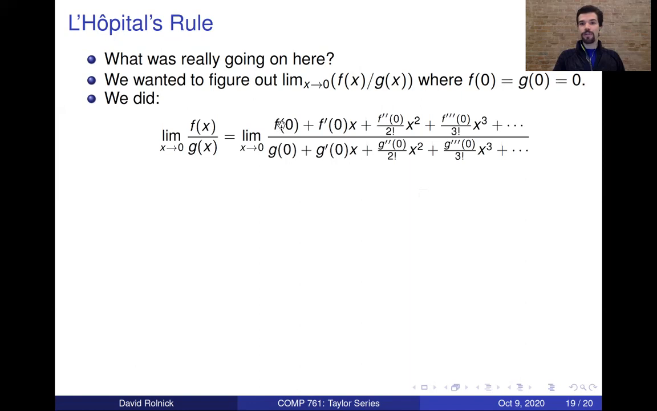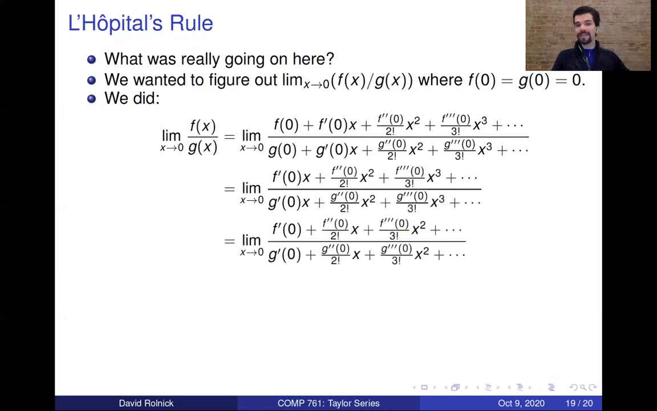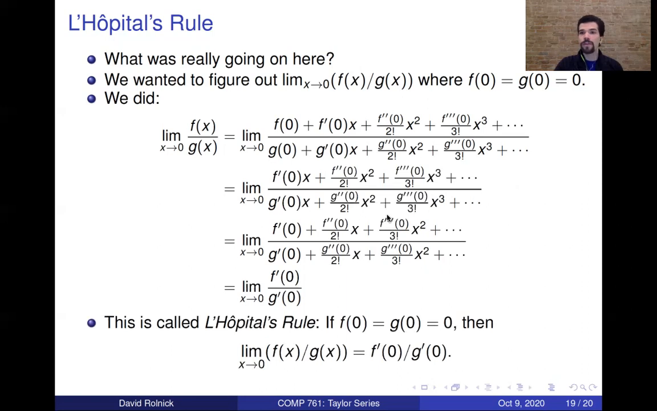And since f of 0 and g of 0 are both 0, we can take them out. Then we can cancel x. And then if we set x equal to 0, all of these other terms die away, and we just get the derivative of f over the derivative of g at 0. That is L'Hopital's rule. If you have two functions where they are both 0 at 0, and you want the limit of their ratio at 0, then you can take the ratio of their derivatives at 0.